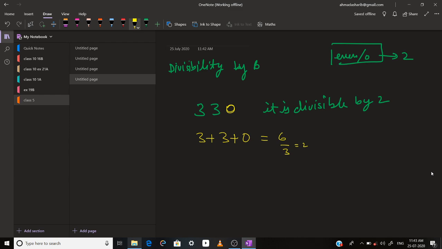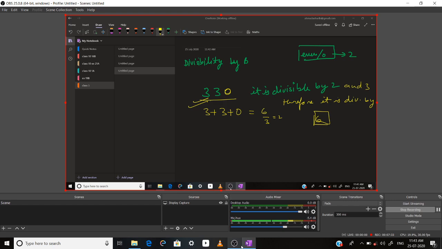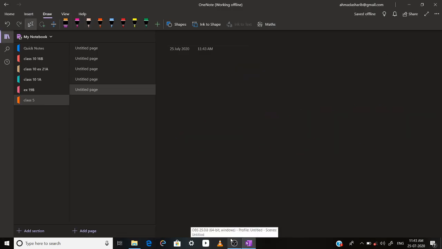Okay, so yes, 330 is divisible by 2 and 3, therefore we can say that it is divisible by 6. If it is divisible by 2 and 3, then it is divisible by 6. Hope it is clear now. That was divisibility by 6. Now we will check divisibility by 9.